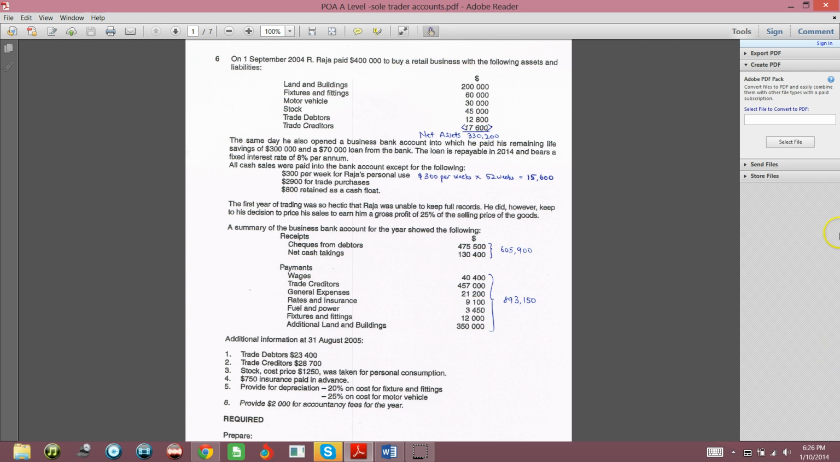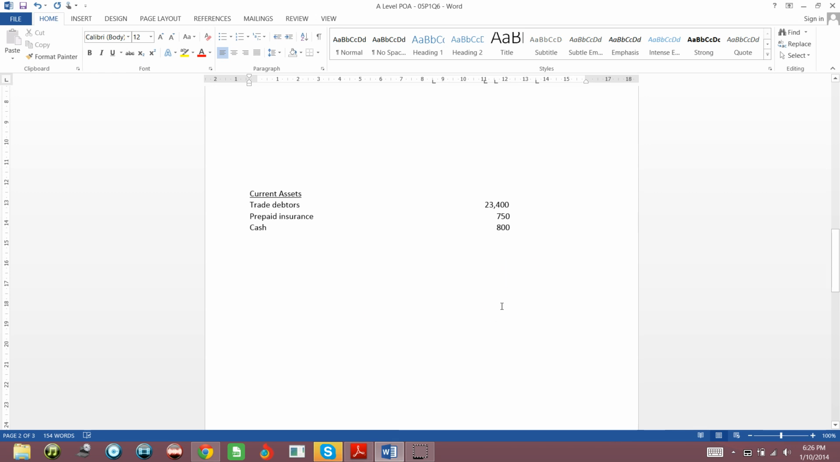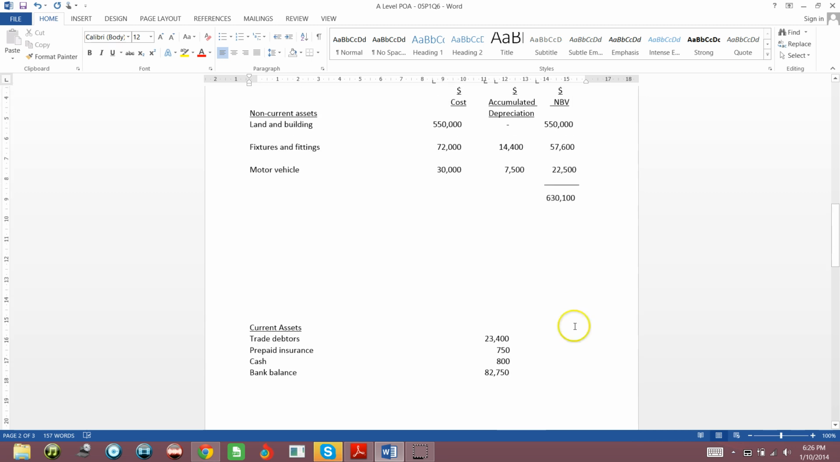Then I should minus all the payments from the business bank account, minus 893,150. So that means the business will have a bank balance of 82,750. Okay, so this is it.